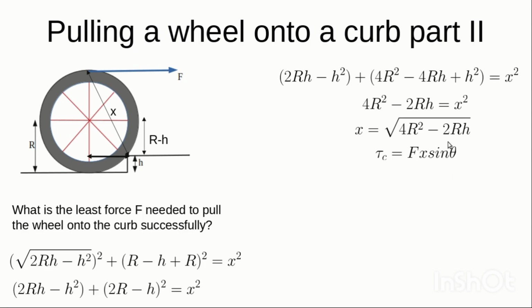So let's look for the value of sine theta. Remember, the angle theta here is from this point to this point. And if we notice, this angle here is equal to this angle here. And for the angle here, sine theta is equal to opposite over hypotenuse. That gives us (2r minus h) all over x. And our x cancels x. We have the clockwise torque equal to force times (2r minus h).